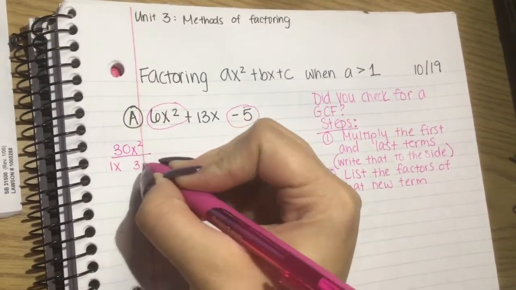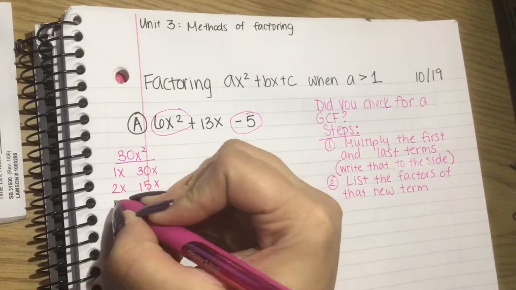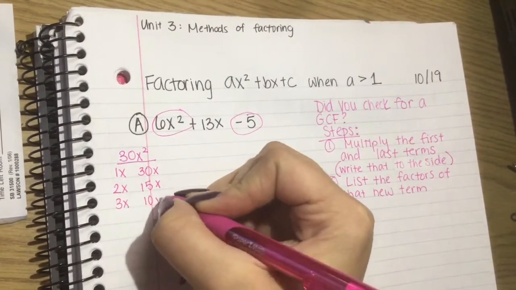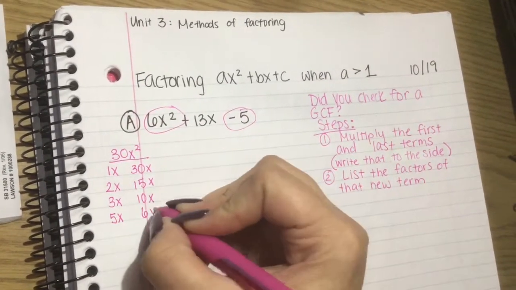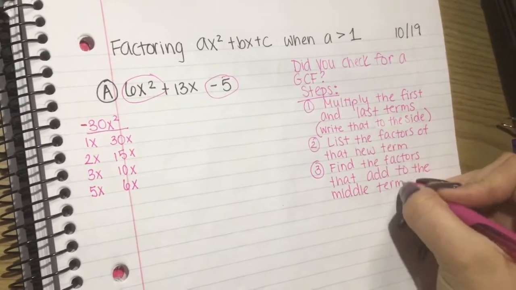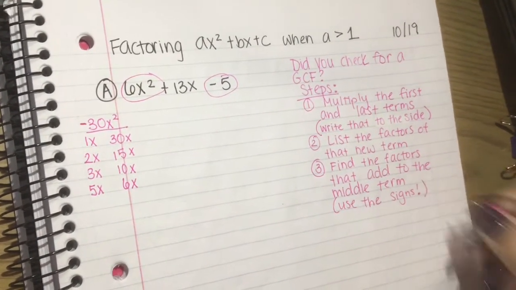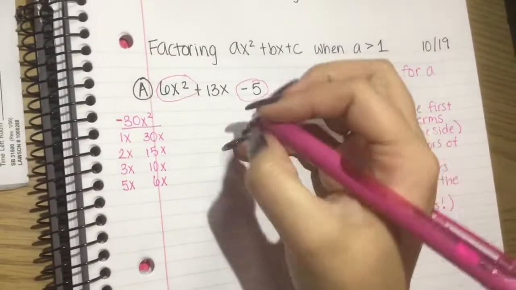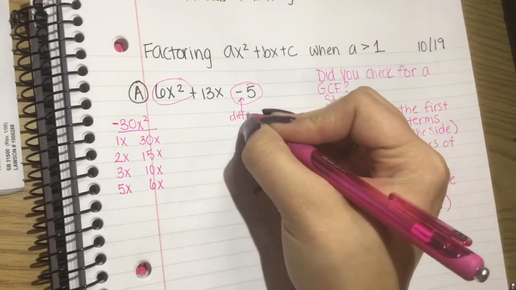Remember that factors are what multiplies together to give me something. So notice here I'm putting 1x times 30x, 2x times 15x, because I need to account for that x squared. Now we're going to analyze those signs that are from the quadratic trinomial. So we remember that the sign at the end tells us that these factors are different signs. That's what gives us that -30x squared.